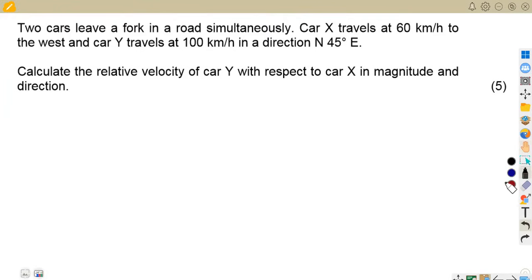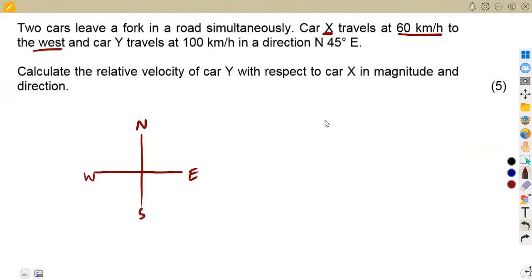All right, so let us quickly have this one. I think now the concept is in the head. We now have a clue of what is happening. This is our north, south, west, and east. So let's start with X. X is 60 kilometers per hour to the west. So this one is moving direct to the west, direct in this line. So that's our car X.